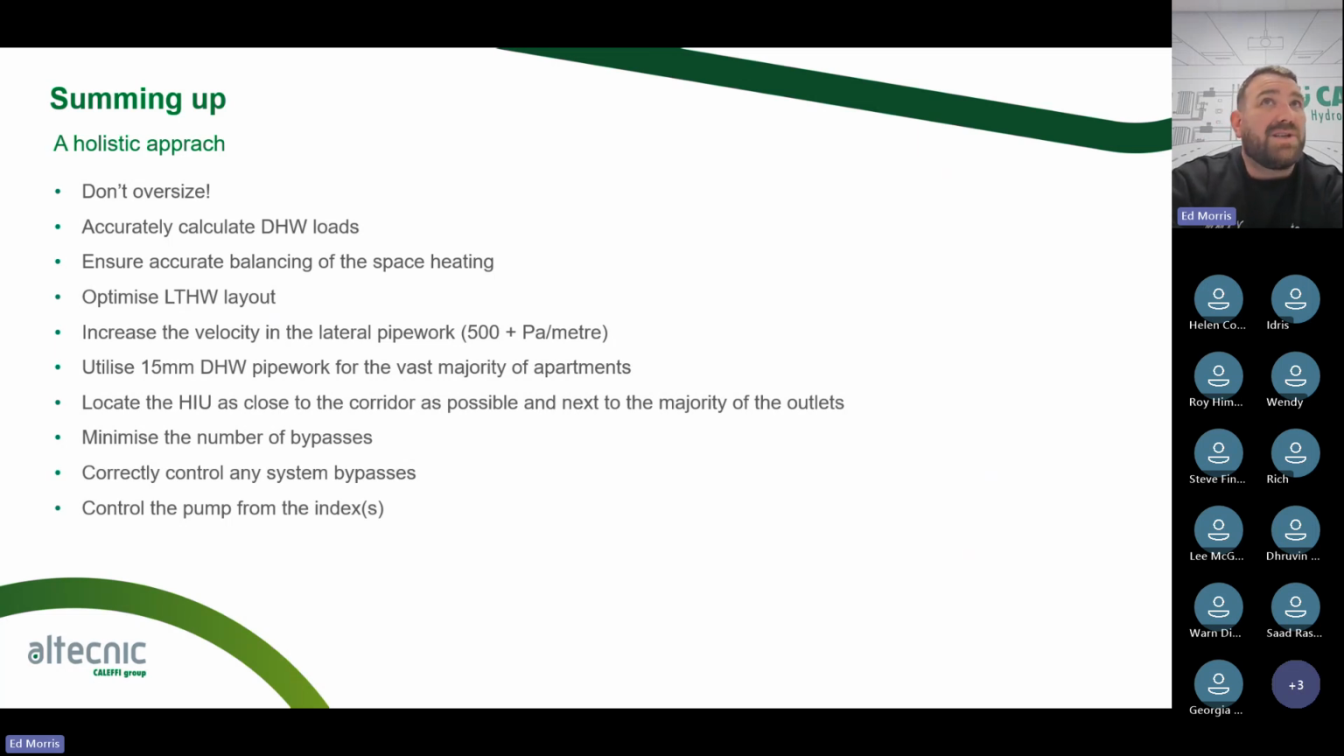Locate the HIUs as close to the corridor as possible, next to the majority of the outlets, so we reduce the amount of pipework we've got running through. Minimise the number of bypasses. They are just open to the system, and we need to make sure we keep away from that. Correctly control any system bypasses. You're going to have some in there, but just make sure they're correctly controlled, and also ensure that they control the pump by its index. Again, it's something which is key: controlling the pump by its index.